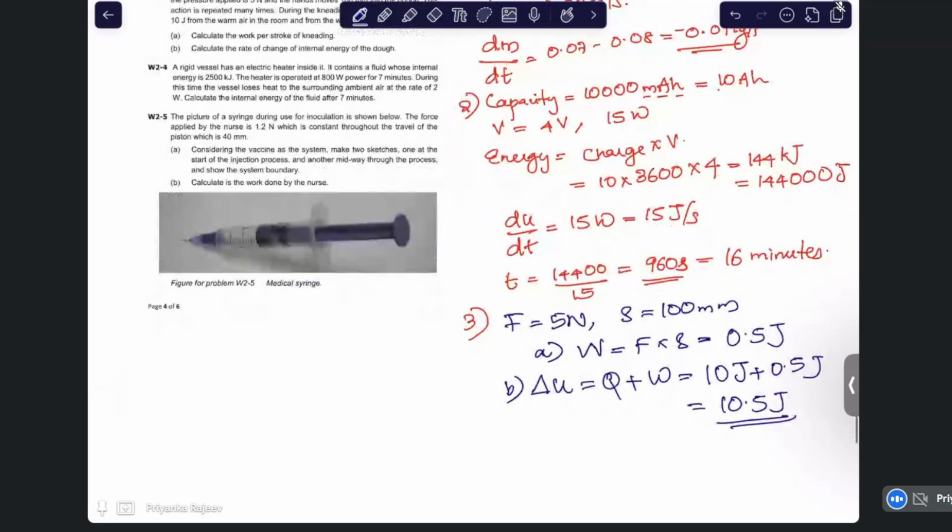Now the fourth question. A rigid vessel has an electric heater inside it. It contains a fluid whose internal energy is 2500 kilojoule. The heater is operated at 800 watt power for 7 minutes. During this time, the vessel loses heat to the surrounding ambient air at the rate of 2 watt. Calculate the internal energy of the fluid after 7 minutes. So this is the fourth question.